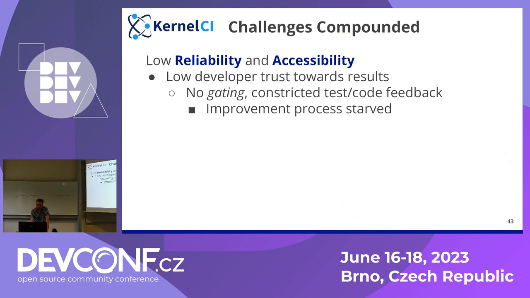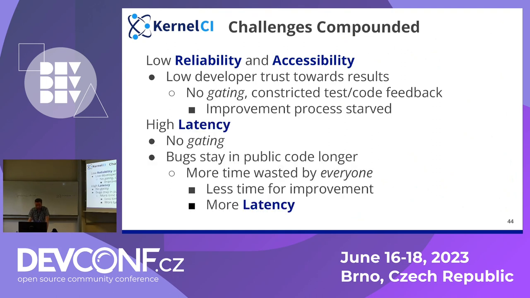If they are unreliable, the feedback is also less than it could be towards the code and towards the tests themselves. So improvements are slow. People just don't get their feedback, don't run enough tests, and it's not improving. And again, the reliability and accessibility lead to high latency because of human reviews, etc.